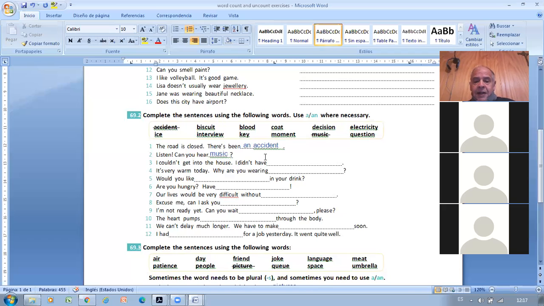So complete the sentence. Read it, Mirai, and complete it. I couldn't get into the house. I didn't have keys. All right. You use it in plural. Okay. I didn't have keys. But what if it is singular? I didn't have a key. That's right. So the idea here is that you have to use it with the article when necessary. When necessary, okay?